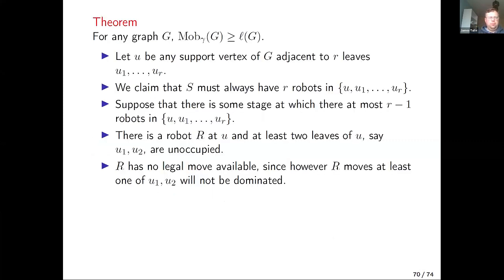A more interesting lower bound is that the mobile domination number is bounded below by the leaf number of the graph. The reason is that if you have a vertex, call it u, with r leaves, you've always got to have at least r robots inside the set u plus its leaves. Because if at any stage there are r minus 1 robots in there, then there's got to be a robot at u in order to dominate all of the leaves. But then this robot at u can't make any legal move, because however it moves, there'll be something which is not dominated, and so it never gets to visit those two empty leaves.